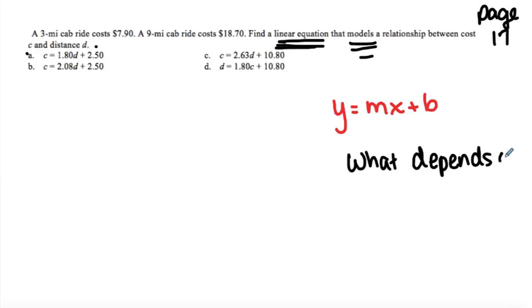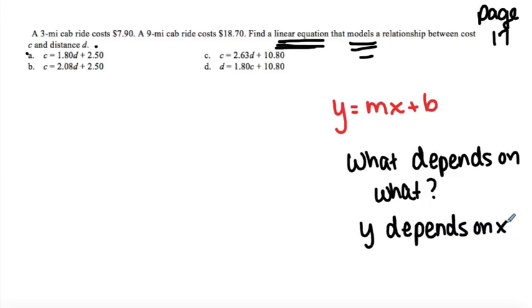We should ask ourselves, what depends on what? Because y always depends on x. So does the cost depend on the distance, or does the distance depend on the cost? So hopefully you're saying that the cost depends on the distance traveled. So I know that c is my y and d is my x. So now I have to turn this information they gave me into data points.